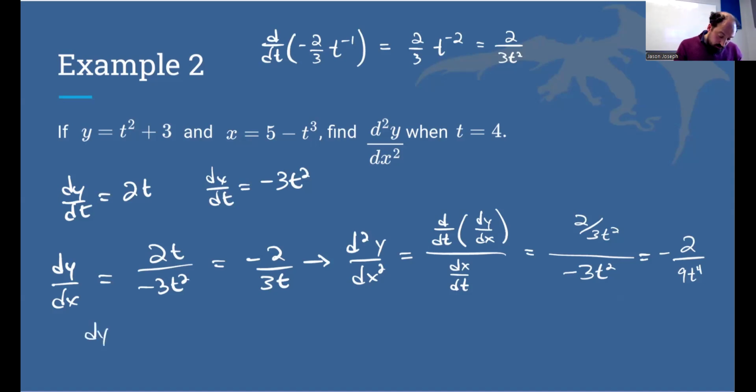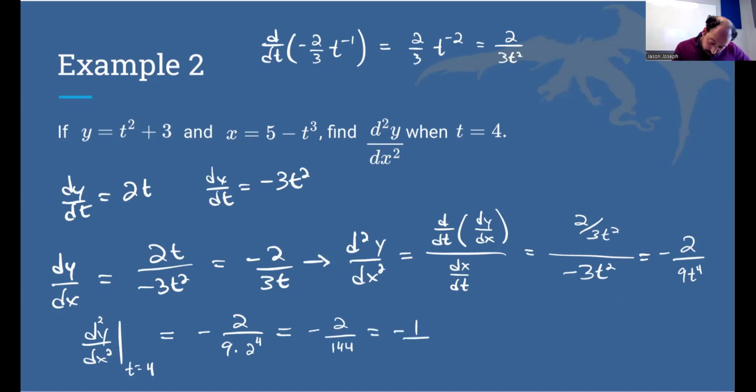And now d squared y dx squared evaluated exactly when t is equal to 4 is negative 2 over 9 times 2 to the fourth, which we could leave like that, but I'm going to use this trick again that 9 times 9 times 3 times 3 times 4 times 4 is 12 times 12. So that's negative 2 over 144, which is negative 1 over 72.